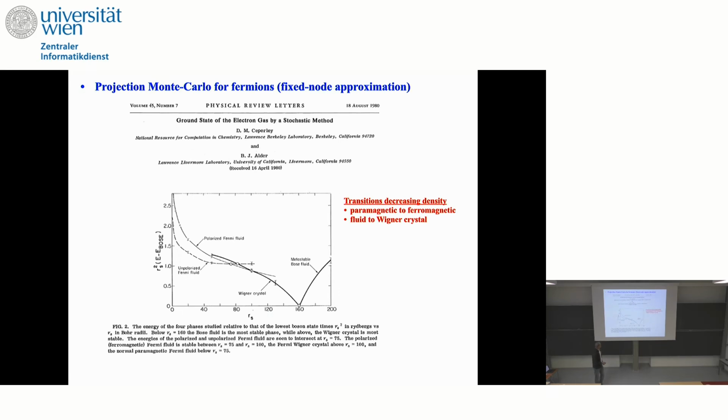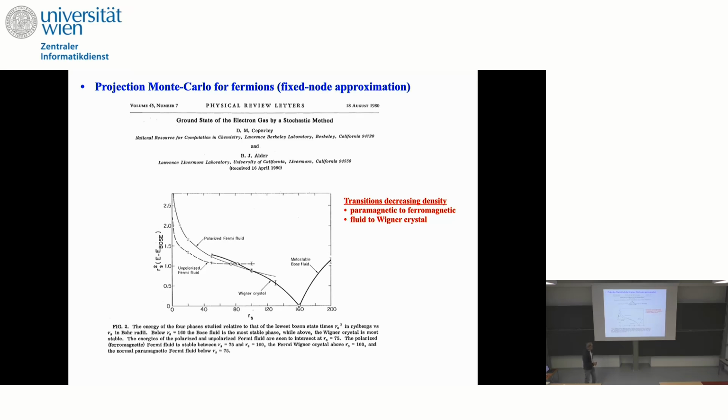The third very important contribution to the field came in 1980, and is again using projection Monte Carlo for fermions now, using the fixed node approximation. And this was a contribution by Ceperley and Alder. And they calculated the ground state of jellium, which is the model of electrons immersed in a uniform distribution of positive charge. And they could see that, for example, you have a transition from a paramagnetic to a ferromagnetic state by increasing this parameter rs, that is the inverse density. So going in this direction, the density is reduced.